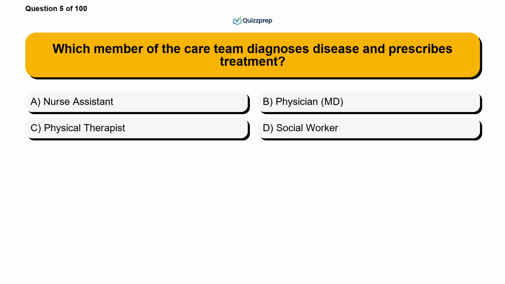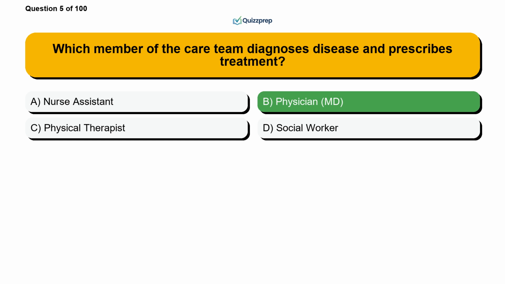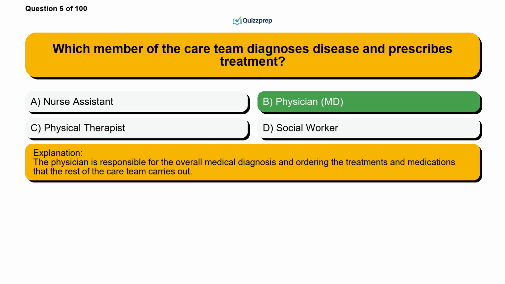Question 5. Which member of the care team diagnoses disease and prescribes treatment? Option A, nurse assistant. Option B, physician, MD. Option C, physical therapist. Option D, social worker. The correct answer is option B, physician, MD. The physician is responsible for the overall medical diagnosis and ordering the treatments and medications that the rest of the care team carries out.